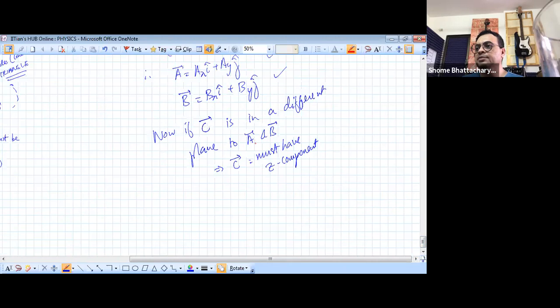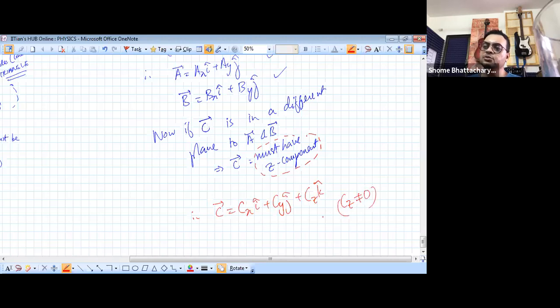Okay. So that means the vectors A and B are lying in the xy plane. So C must be in a different plane. So that means C must have a z component. Therefore, the vector C may or may not have x component, may or may not have y component, but must have z component. Okay. Cz should not be equal to 0. That is the condition. Cx and Cy may be 0, may not be 0. It doesn't matter. But C should not be in the plane of A and B, and the plane of A and B is the xy plane. That is why we can say that C must have a z component.